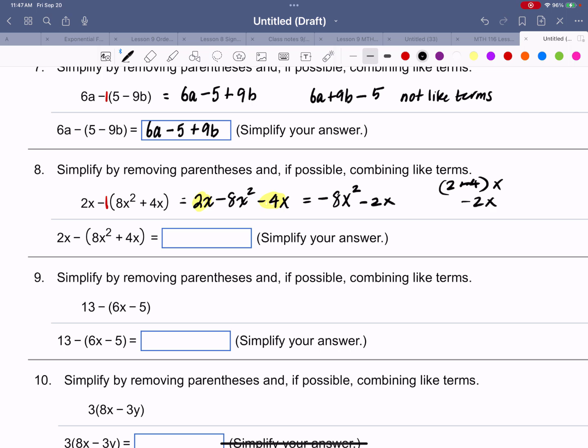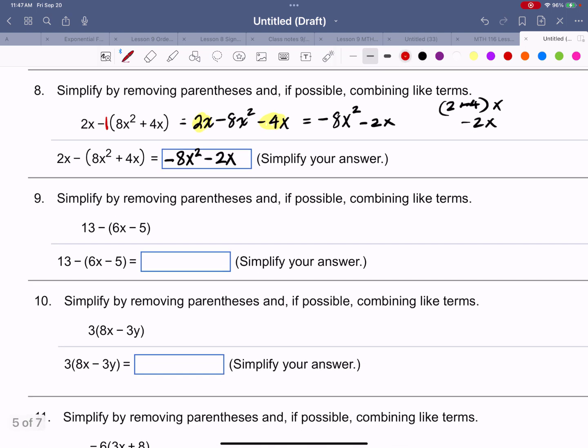Minus 2x. Now, it is definitely preferable to put the higher exponent first. So the term with the highest exponent would come first. It's not wrong if you do it in the other order, but that's what's preferred. So minus x squared minus 2x.